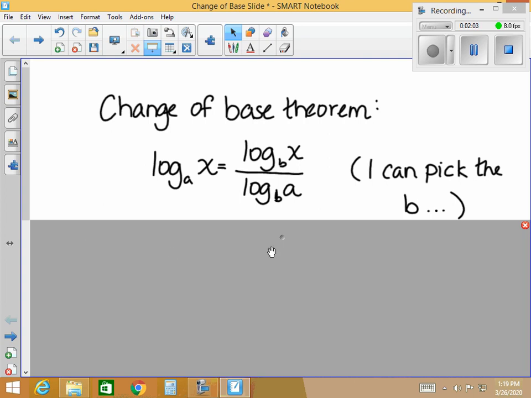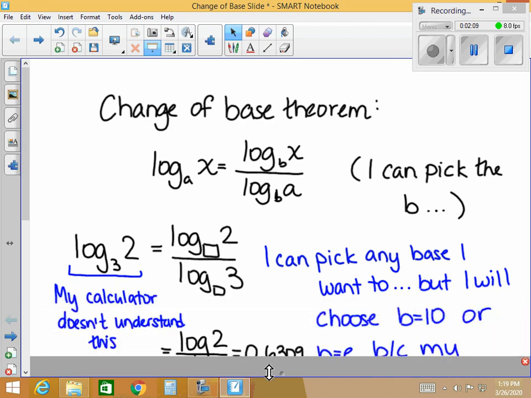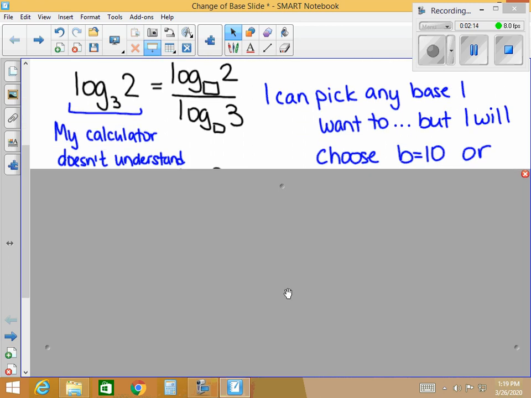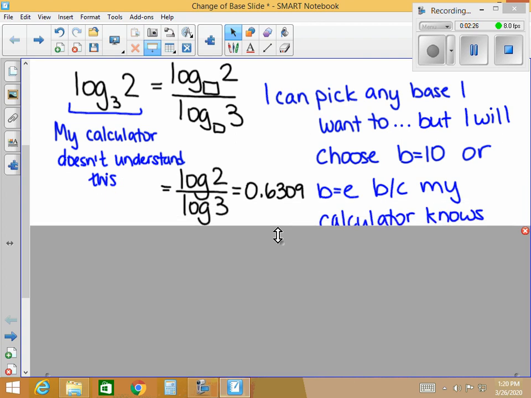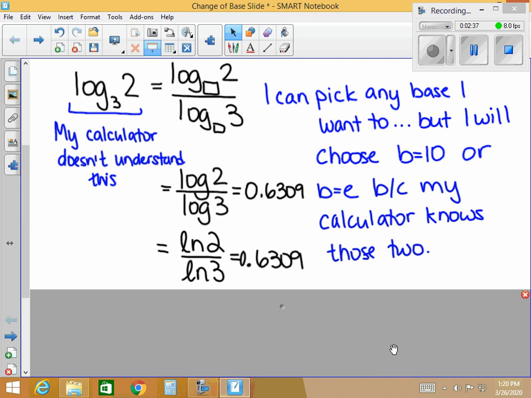However, if my goal is to get a numerical estimate, an approximation, I'm going to either pick base 10, common log, or base e, natural log. My calculator doesn't understand log base 3 of 2, but it does understand log of 2 and log of 3, where when I just say log, that means common log. It understands natural log of 2 and natural log of 3. So where this box is on the page, I get to fill that in with any number that I want to.